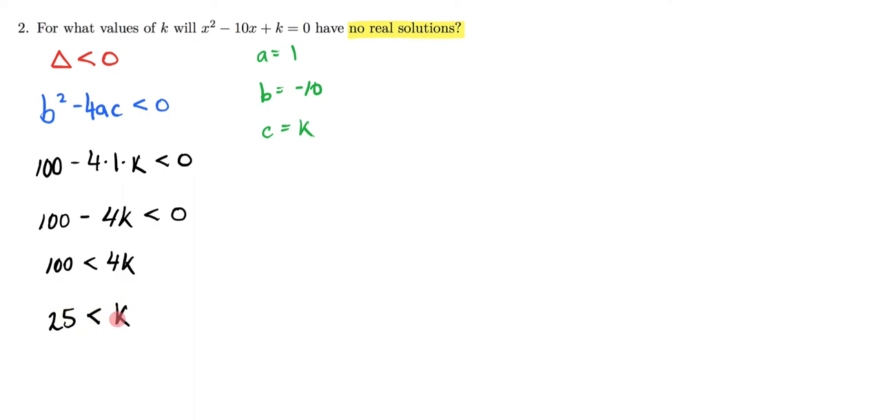And it's fine to leave it like that, but I normally like to write it with my pronumeral on the left-hand side. Just make sure you make the correct alteration to your inequality if you decide to make that switch. So I'm going to get k is greater than 25.